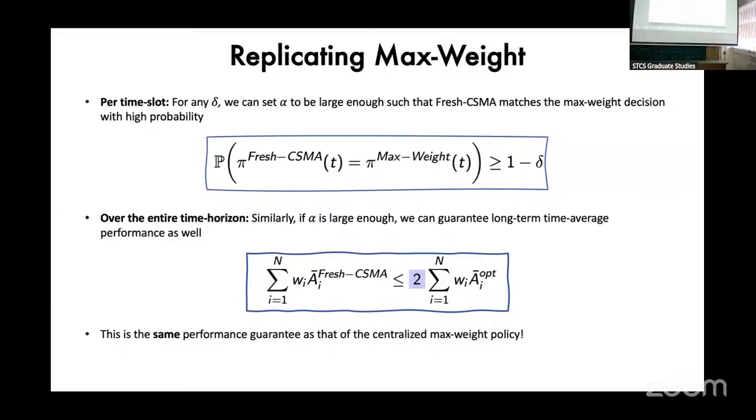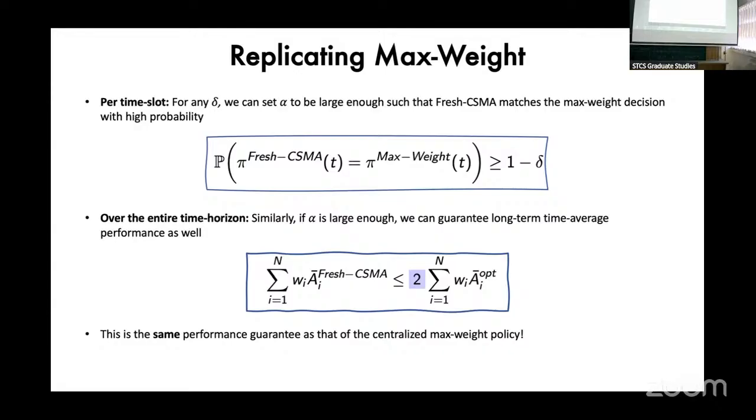The next result states, over a long enough time horizon, if I take the time average, my fresh CSMA policy will be at most a factor of 2 away from the optimal policy. And this we show using Lyapunov drift arguments. This doesn't assume that the age of information is discrete. Like the age of information is discrete? Yes, we assume age of information being the ratio there.